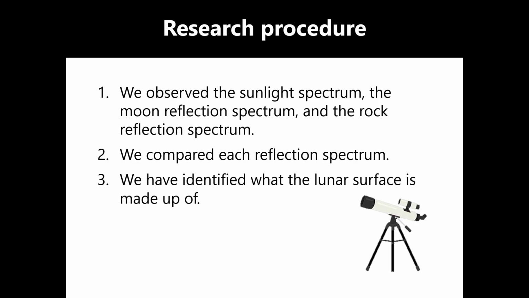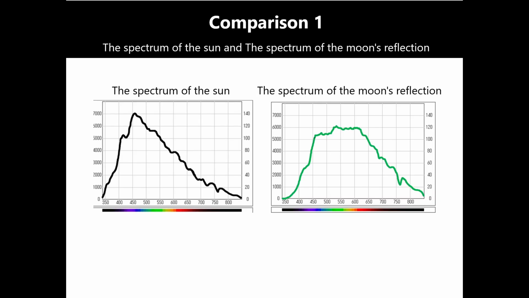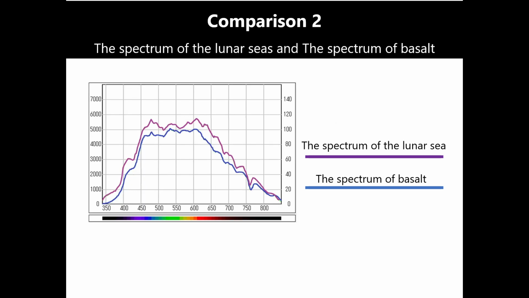Next, we compared each reflection spectrum and identified what the lunar surface is made up of. First, we compared the spectrum of the sun with the spectrum of the moon's reflection. It was found that the moon absorbs light of short wavelengths. Next, we compared the spectrum of the lunar seas with the spectrum of basalt.